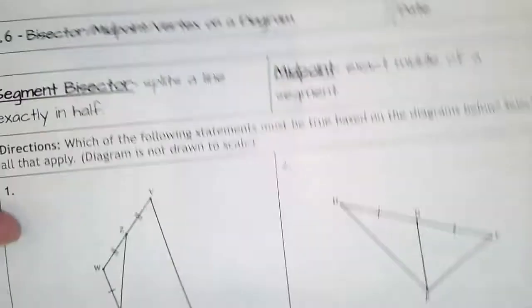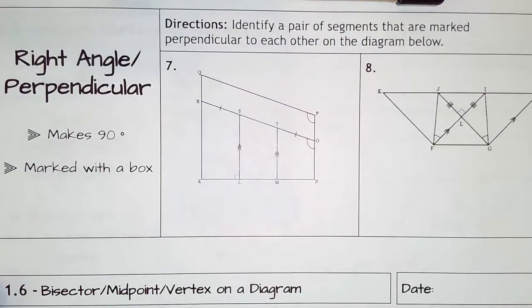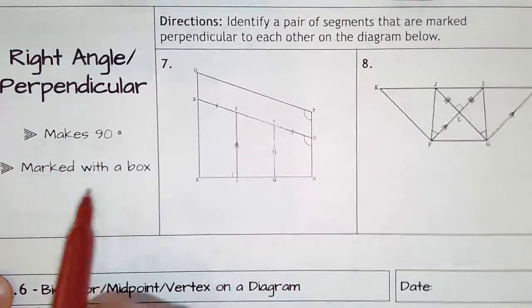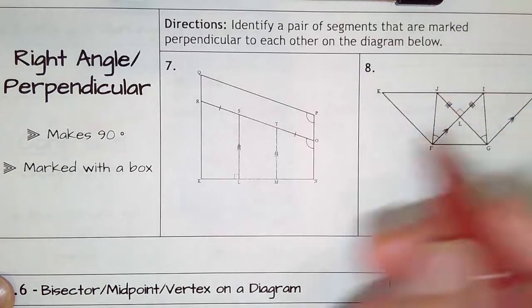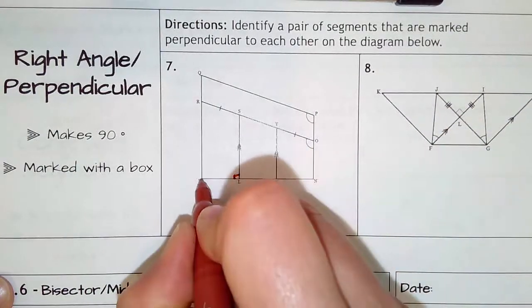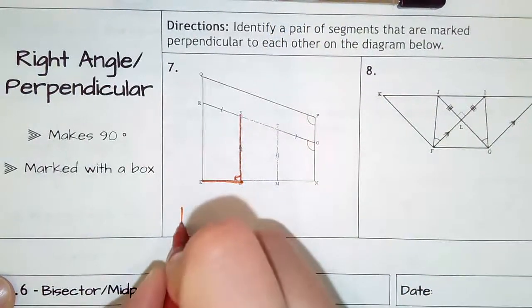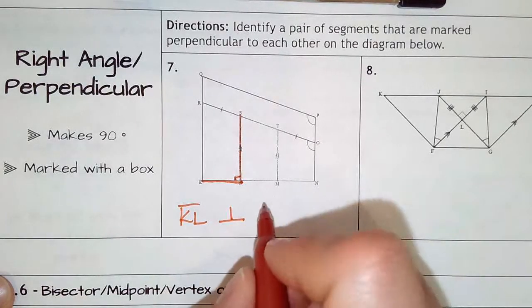Okay, there is another little part, I couldn't get all this to fit on a page. It says right angle, perpendicular. We've talked about already that perpendicular means it makes a 90-degree angle. It's marked with a box. It says identify a pair of segments that are marked perpendicular to each other on the diagram below. So right here is our box. That means that line KL and SL would be perpendicular. Remember, our perpendicular sign is an upside down capital T.